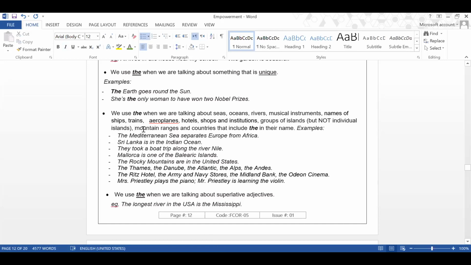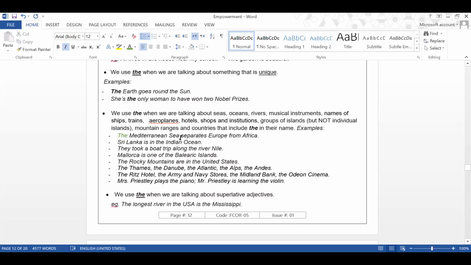Okay. Also before mountain ranges, like the Himalayas, سلسلة جبال, the Himalayas. Before the names of the countries that include the, like the United States of America. And if you go here, you will find examples. The Mediterranean Sea, as you can see, Mediterranean Sea is the name of a sea. Since it is the name of a sea, we must use the article the.